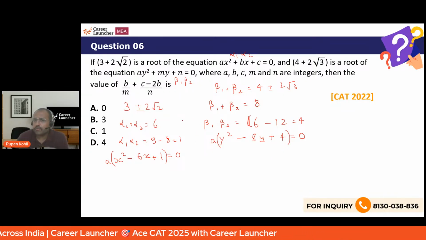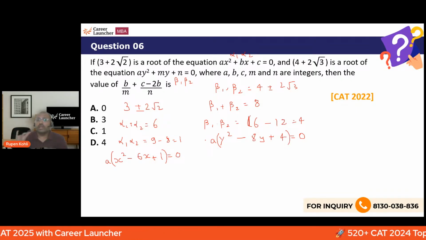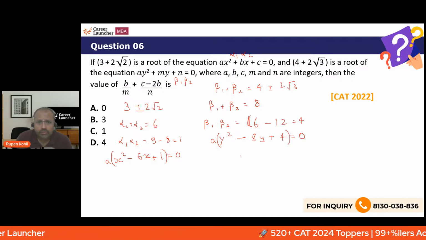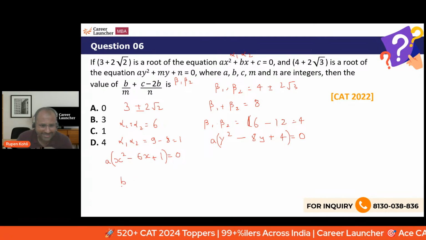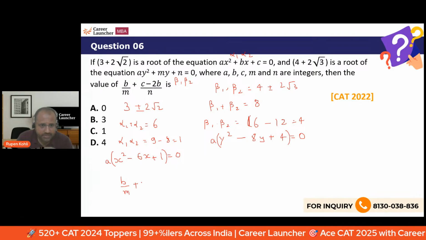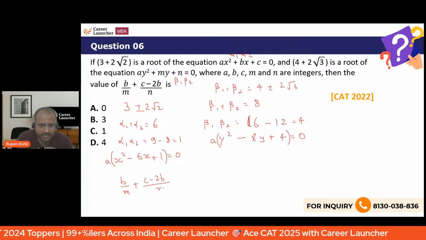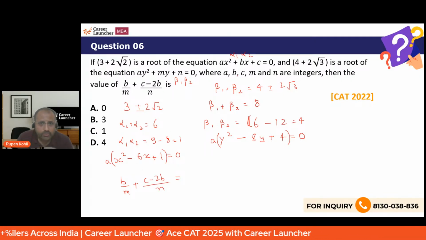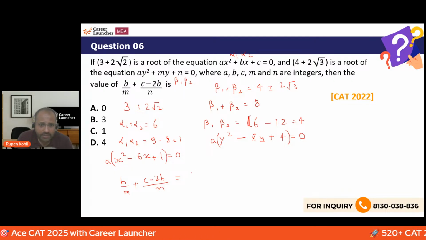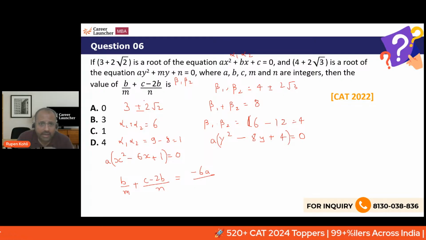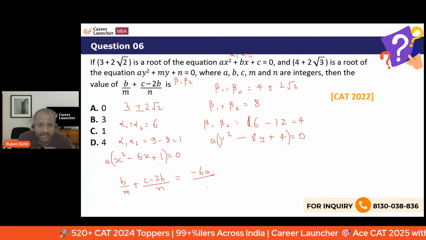Perfect. Now coming to what we have, right? So we have identified our quadratics, from the logic that the roots need to be conjugate pairs. Now the leftover work is just an easy cakewalk. B over m plus c minus 2b over n. Just write it carefully. So what is b? B is basically minus 6a from the first quadratic. And m is basically the coefficient of y. Over here, this is minus 8a.